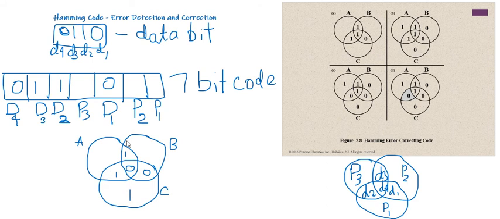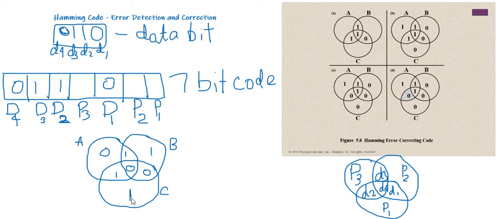So let's find out circle B for parity bit 2, P2. It has only one 1. So P2, if it is equal to 1, you will get now an even number of ones. Let's go to circle A. It already has an even number of ones. So your P3 is 0.